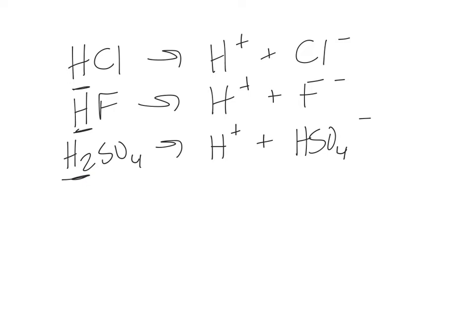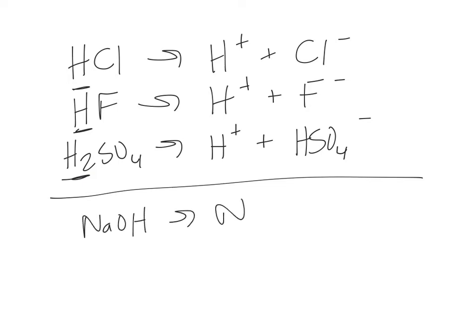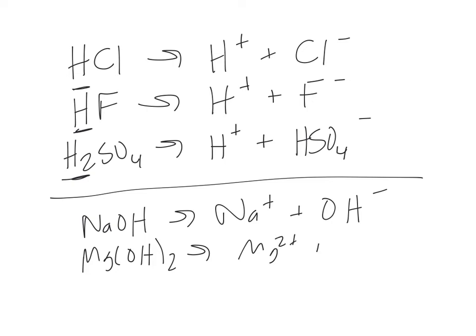An Arrhenius base is one that dissociates to make OH- in solution. Again, that would be like NaOH becoming Na+ and OH-, or Mg(OH)2 becoming Mg2+ and 2 OH-. These are Arrhenius bases.